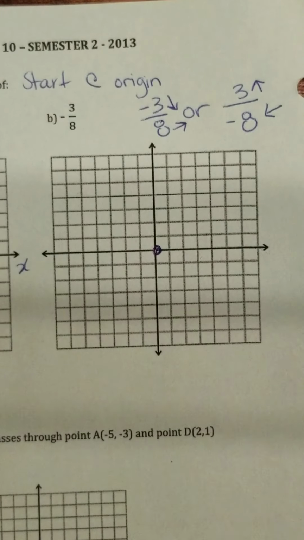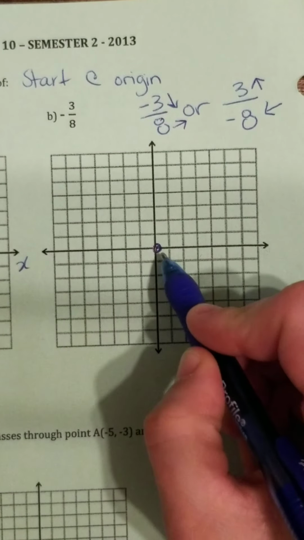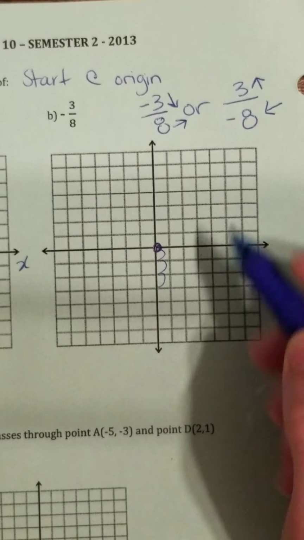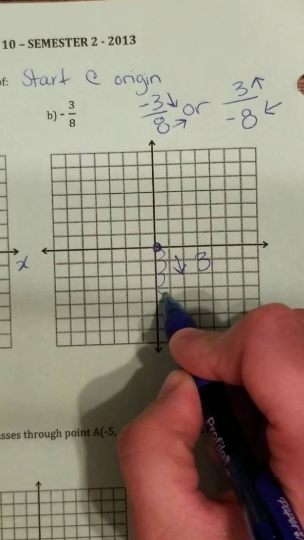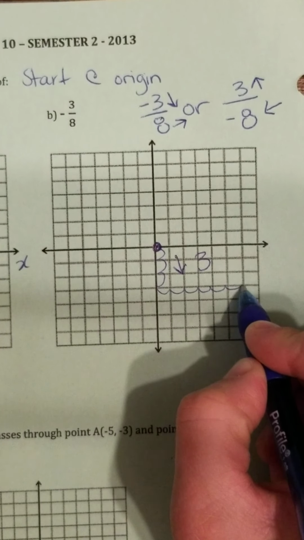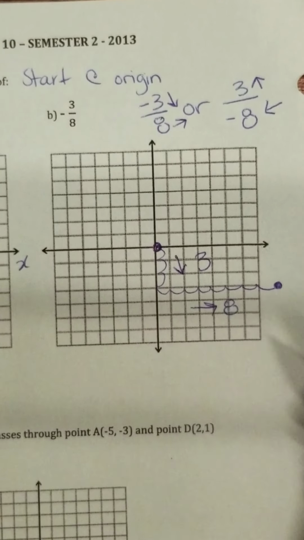My bad. So starting here, if I'm doing this one first, I'm going to go down 3. 1, 2, 3. So that's my down 3. But to the right 8. 1, 2, 3, 4, 5, 6, 7. Sorry about that. I'm just 1 off. That's to the right 8.